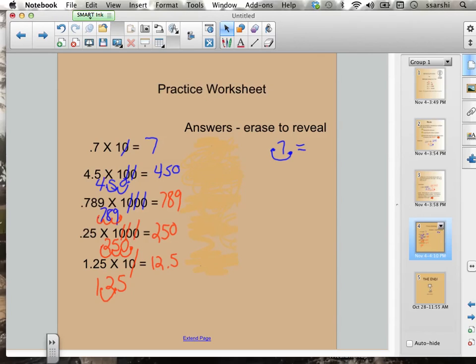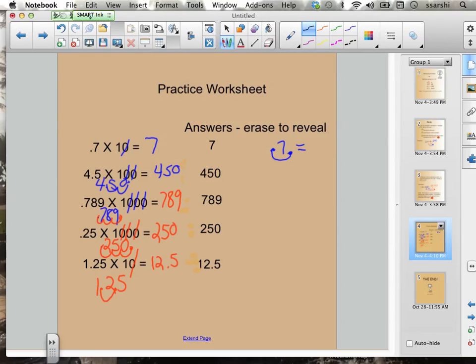So what you should have done is maybe pause as I did each one of these and tested your own answers up against mine. We pick up the eraser and we erase to reveal. Let's hope I did these all correctly. And we have a check, a check, a check, a check, a check.